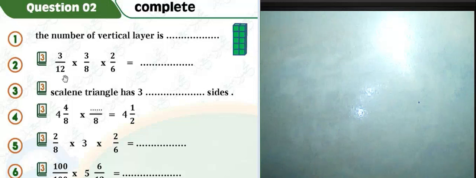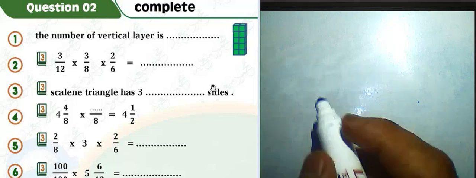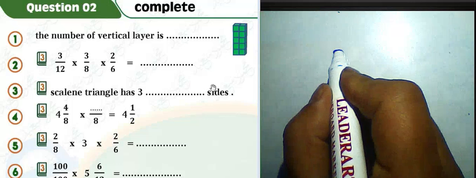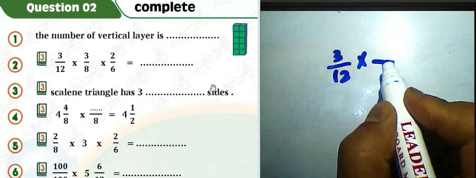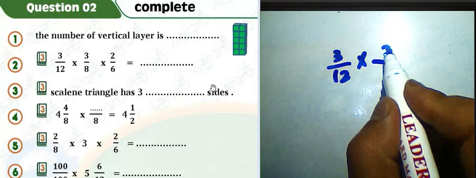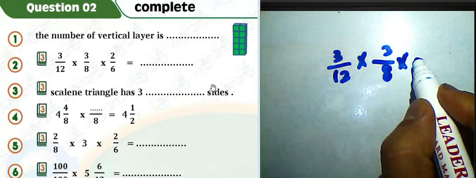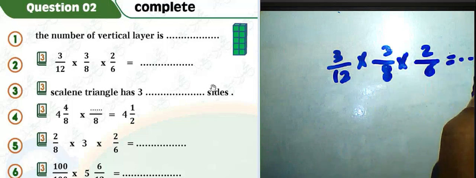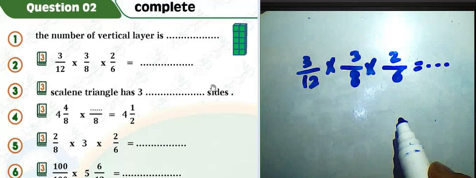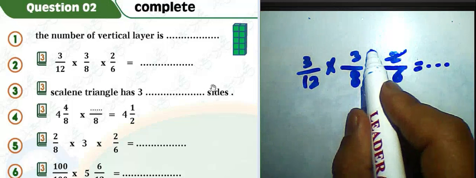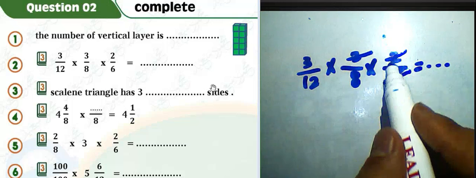Question number 2. 3 over 12 times 3 over 8 times 2 over 6 equals space. You can simplify this example. 2 times 3 equals 6. 6 divided by 6 equals 1.